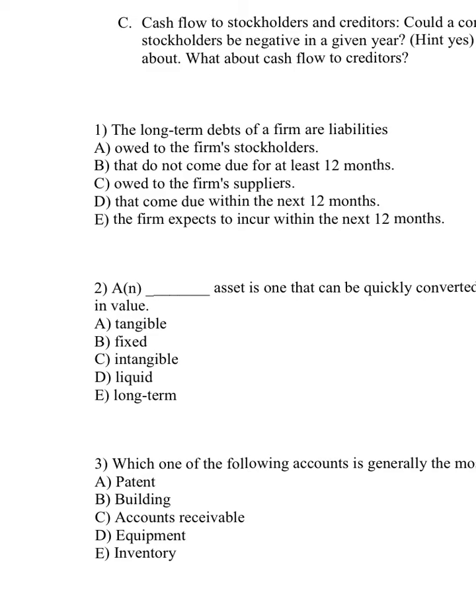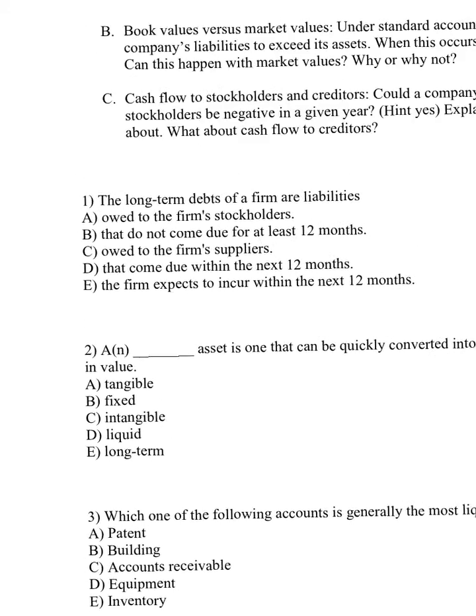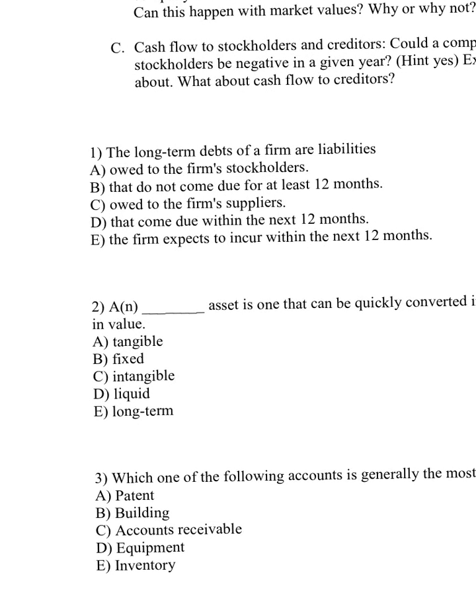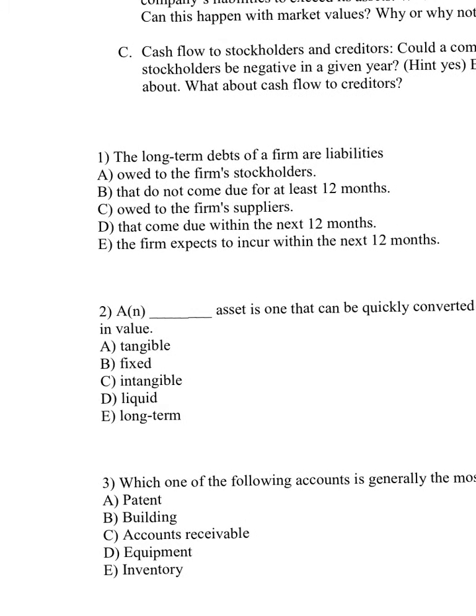Alright, so let's go now to the second part of our chapter 2, which is the multiple choice questions of chapter 2. And we're going to start with 1 because it is very important for our midterm. The long-term debt of a firm, so long-term is something that is at least 12 months, cannot be lower than that.